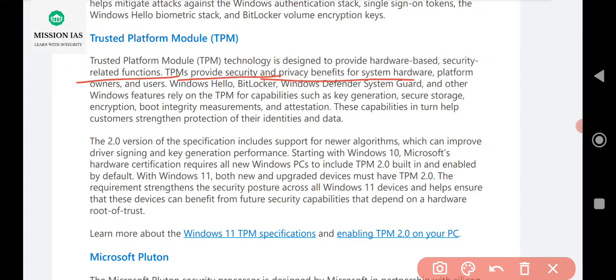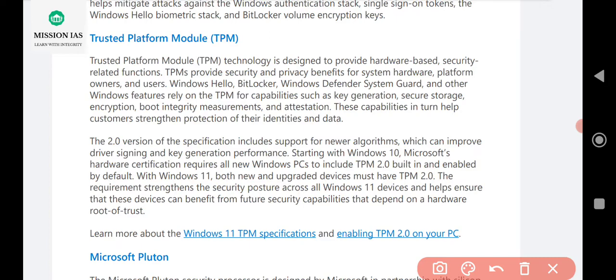TPM provides security and privacy benefits for system hardware, the platform owner, and the user. BitLocker, Defender, System Guard, and other features rely on TPM capabilities such as key generation, secure storage, encryption, boot integrity measurement, and attestation. These capabilities in turn help customers strengthen protection of their identity and data. The 2.0 version of the specification includes support for new algorithms, which can improve driver signing and key generation performance.